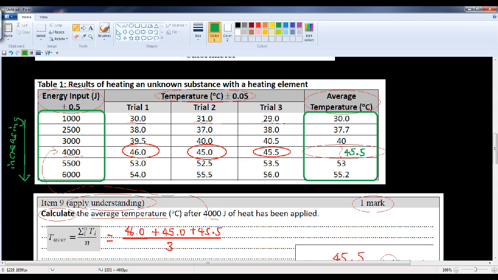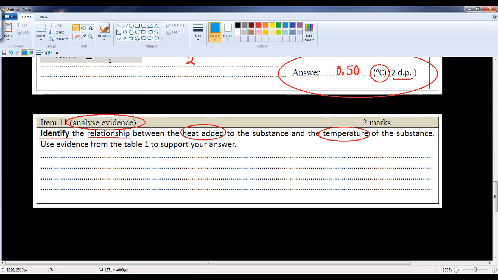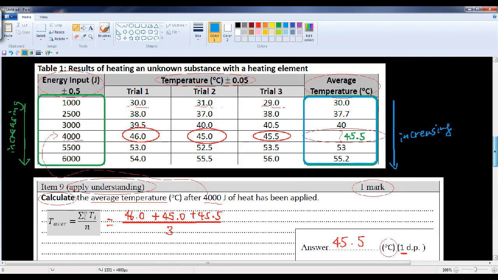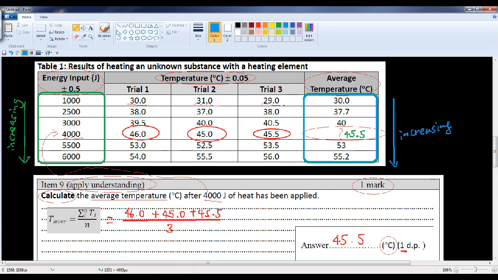Sorry for my handwriting. And you look for the data right here. Possibly I should use another color. We look for the data right here. You see, it's also getting bigger. Yes, also increasing. So basically we could say the greater the energy input, the greater the average temperature. That would be the first relationship. But is that first relationship alone good enough? You see, that's 2 marks, so possibly you need to look into more details.